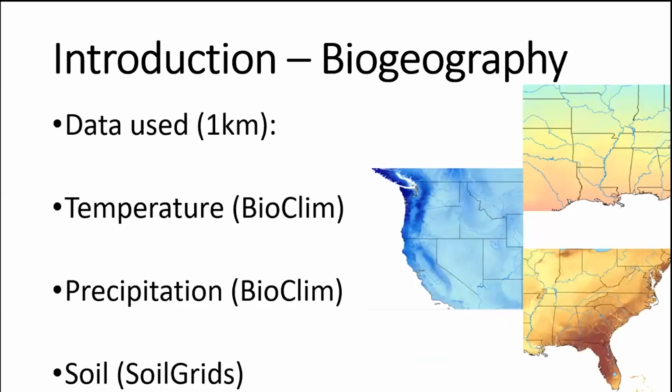So we used essentially two databases to get information for all of North America. We used what's called BioClim or WorldClim. This gave us a bunch of temperature and precipitation variables. And then SoilGrids is where we got our soil information. So how much clay or sand or silt or pH, what's in the soil essentially. And these are all at a 1 kilometer resolution, which is a pretty high grade.